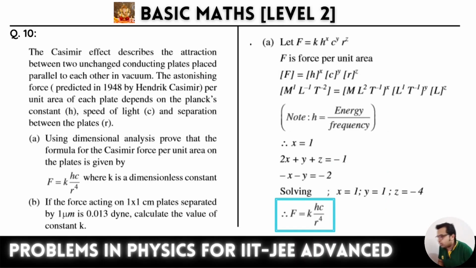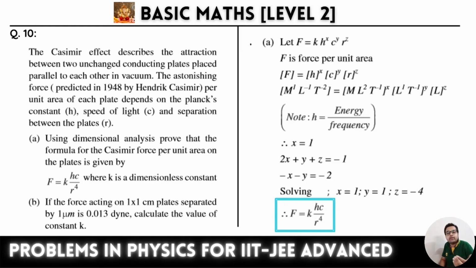Okay, so I hope you are done with the problem. So let's look into its solution. Definitely it is given that force depends on H, C and R. So we can write F is equal to K, H to the power x, C to the power y, R to the power z. Very easy. Now we have to get the dimension of each and every quantity used. So F is the force per unit area. So F is not force, it is force per unit area.